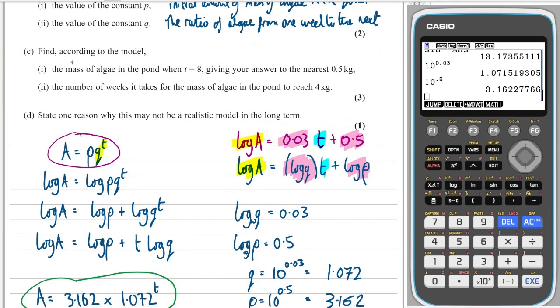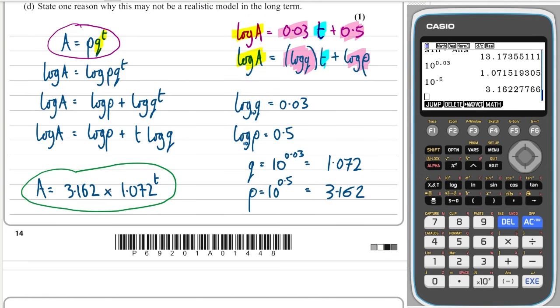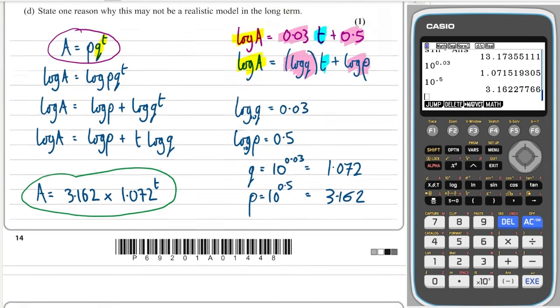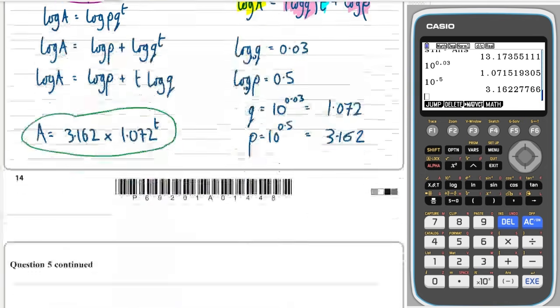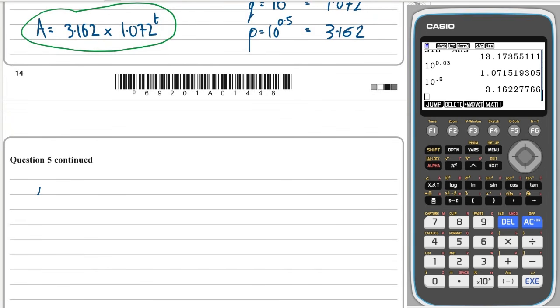Okay, part C, it says find the mass of the algae when T is equal to 8. And then the next part says the number of weeks it takes for the mass of the algae to reach 4. So this is just subbing into this green equation here. So first off, when T is equal to 8, we have A is equal to 3.162 times 1.072 to the power of 8. And we just pop that into our calculator.